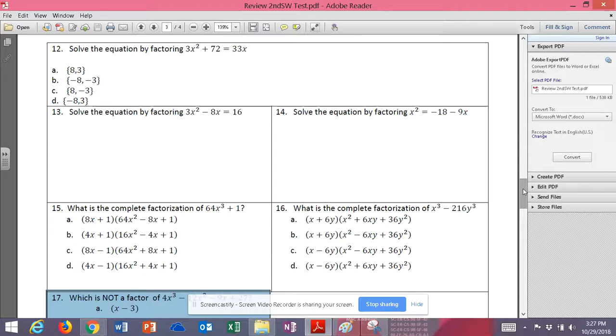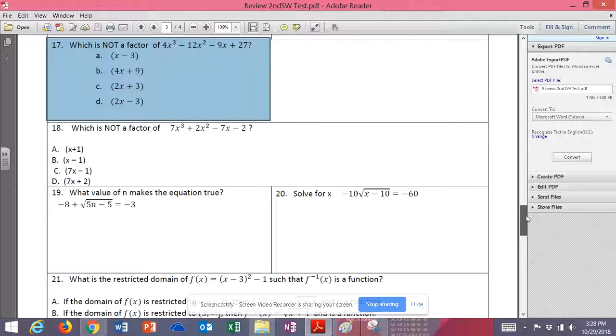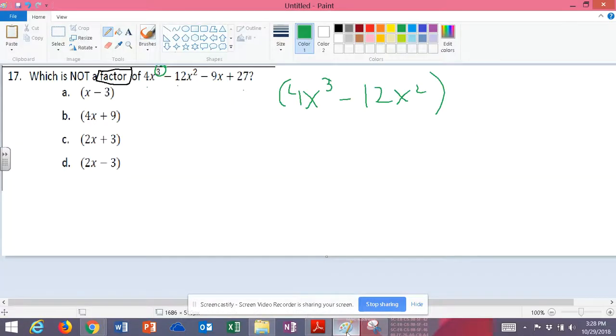I could go over a million examples, but you have a million examples in your notes. So I'm going to choose the one that historically y'all need the most help on. So I'm going to start with 17. Which is not a factor of this cubic function. And I'd already started this and then I got the door knocked.